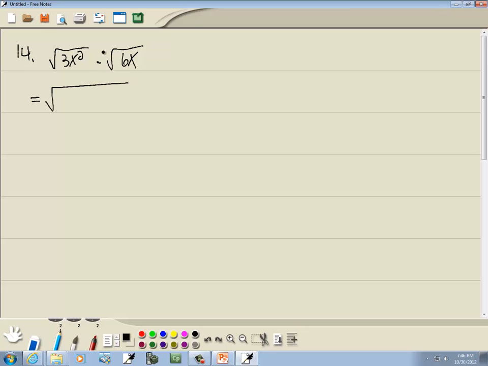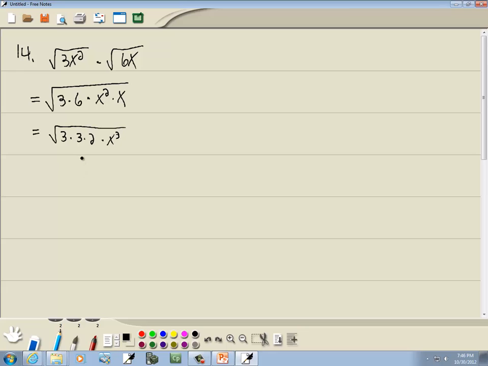Well, the indexes are the same. We're multiplying these together, so we'll multiply what's underneath them. And I'll put the numbers together, so I got 3 times 6. And I'll put the x's together, so x squared times x. Well, 6 is 3 times 2. And x squared times x gives us x to the third.